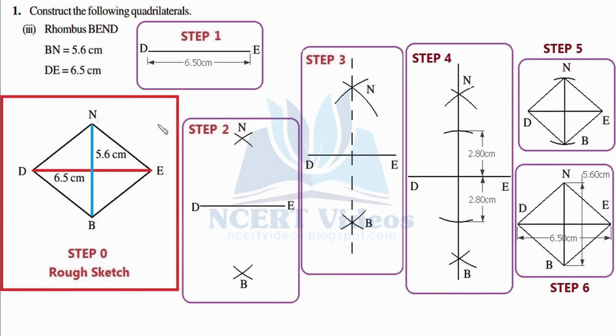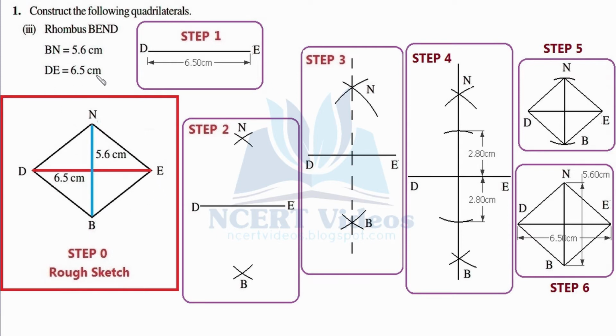With that idea, let's try to draw a rough sketch, which is our step 0 because it is the initial step before drawing the actual measurement. As we have discussed in previous exercises of this same chapter, in the case of quadrilaterals, we first of all draw diagonals in a horizontal manner to ease our construction process.